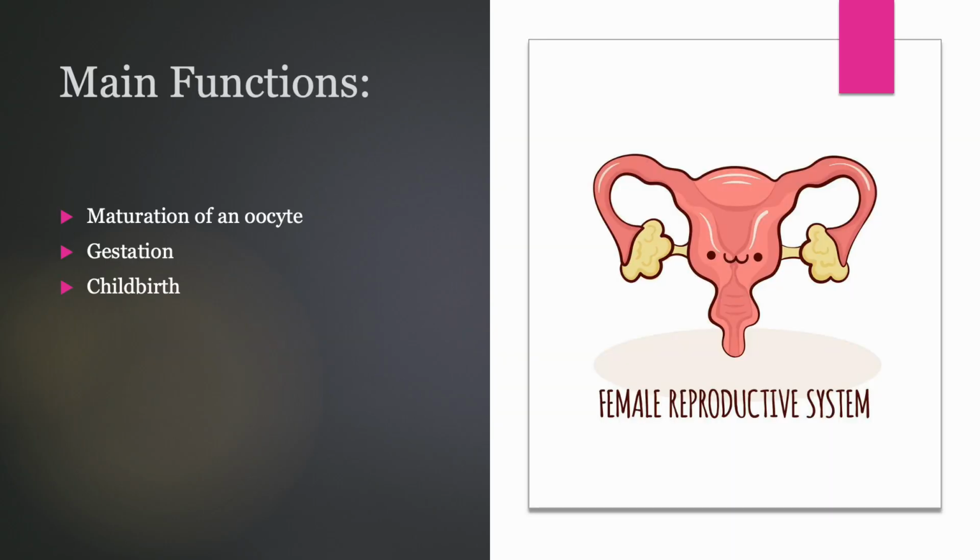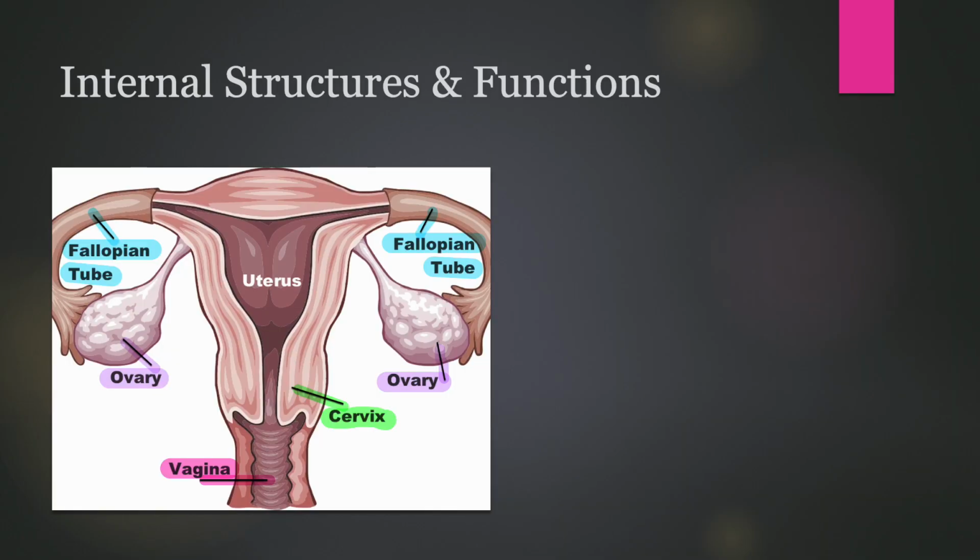Let's start off with the main functions of the female reproductive system. The three main functions are maturation of an oocyte, gestation, otherwise known as pregnancy, and of course, childbirth. First, I'm going to talk about the internal structures and their functions in the female reproductive system.